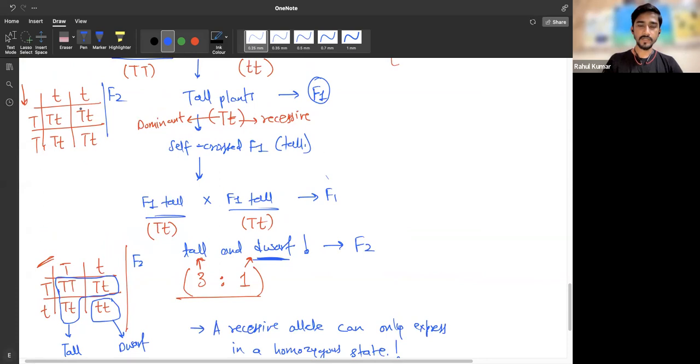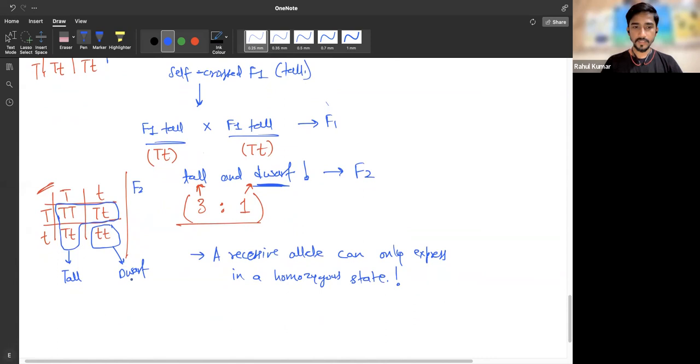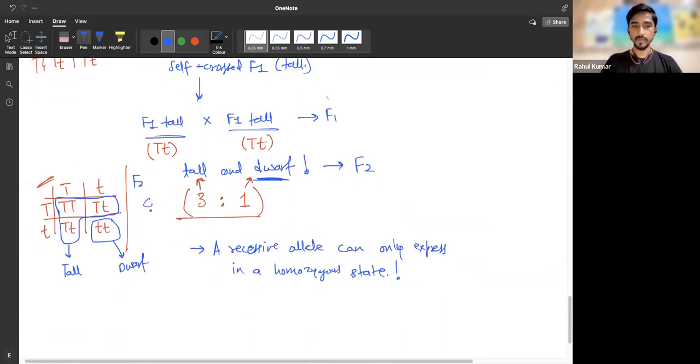So in the F2 generation, he realized that in F1, everyone is heterozygous, so everyone is tall. In F2, you get one homozygous dwarf. So even if you are crossing two tall plants, you get a dwarf progeny. Is it clear?